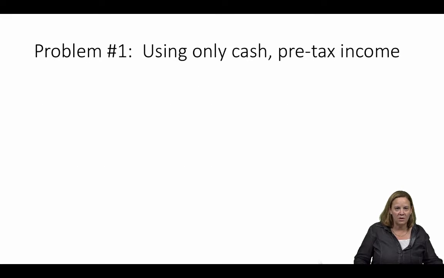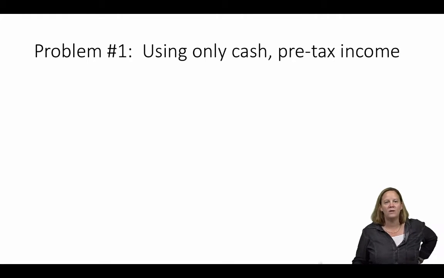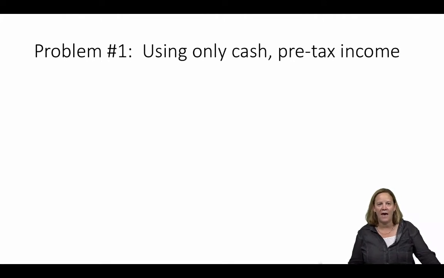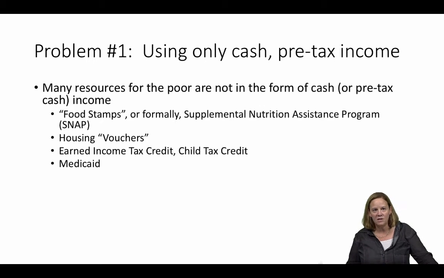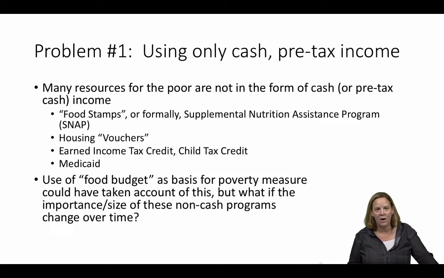First, as we learned, the official measure does not count all resources available to support families' needs. It looks only at the level of cash pre-tax income, and so ignores many benefits specifically intended to help poor families, including SNAP, housing assistance, tax credits, and Medicaid, or health care for low-income children and families.